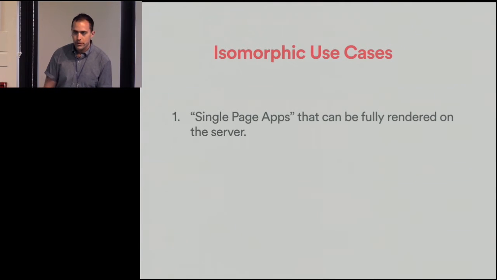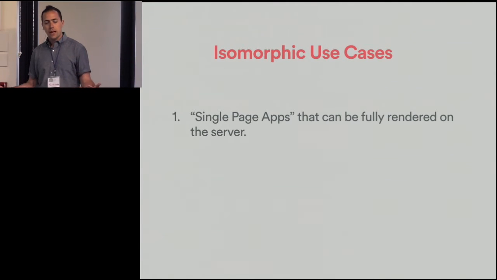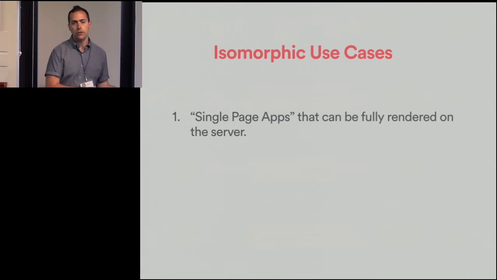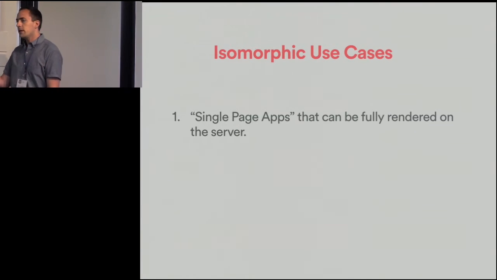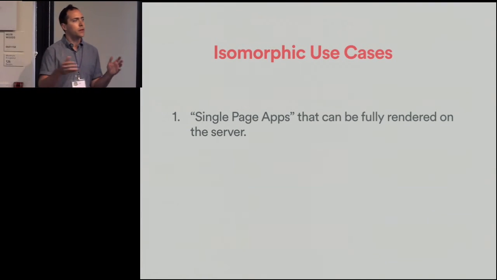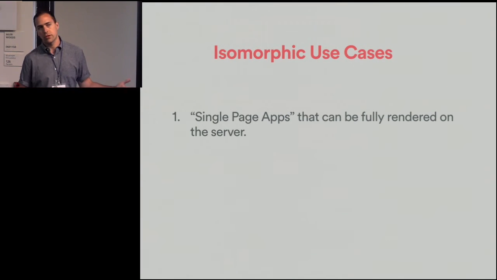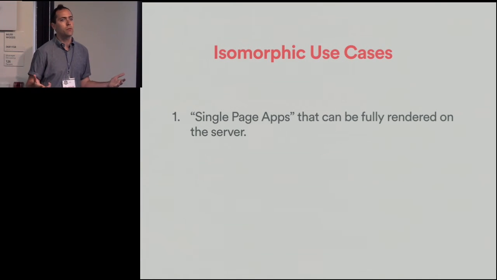I see two main categories of isomorphic use cases. The first is what we've been talking about, single-page apps that can be fully rendered on the server. So any deep link of your app, any route of your app, can be rendered on the server side. And I think that's the more common use case for people these days, and it's the simpler use case.